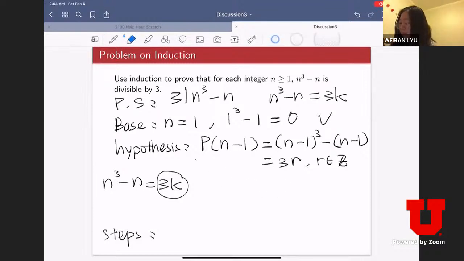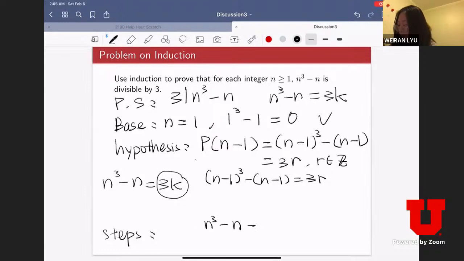So let me write this more clearly. Right now we're assuming that P of n minus 1 is true, and I want to prove that P of n is true based on our hypothesis. So right here we have this as our hypothesis, and we're trying to show that this is equal to some 3k.